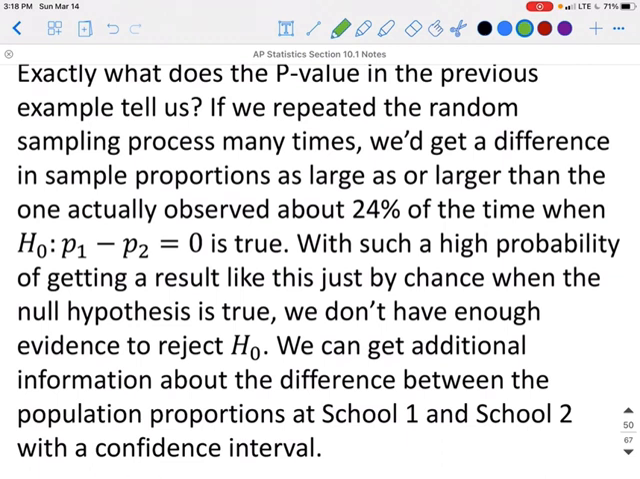We can get additional information about the difference between the population proportions at School 1 and School 2 with a confidence interval.